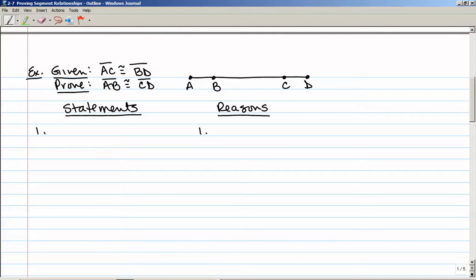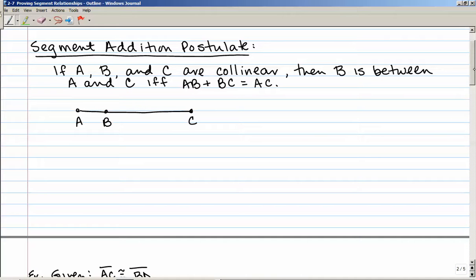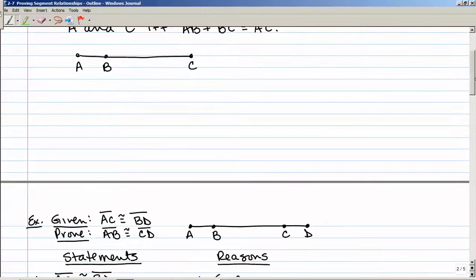As with an algebraic proof, the first step is always to state the given. So segment AC is congruent to segment BD. And the reason for that is given. Okay? Well, here's a little hint. Since we just learned about segment addition postulate, we're probably going to be using that. Notice that any time that we use an equal sign, like we do in segment addition postulate here, we're talking about the lengths of the segments. There's no line over the top.